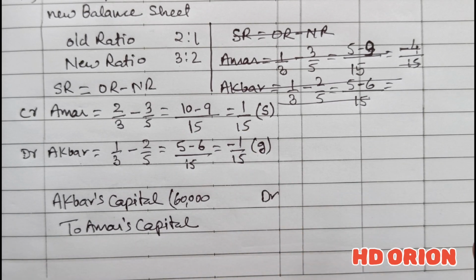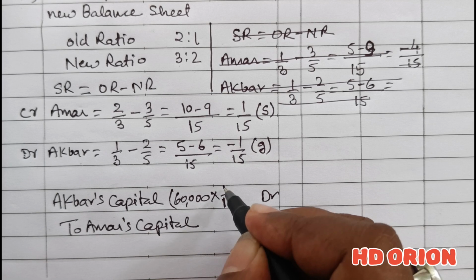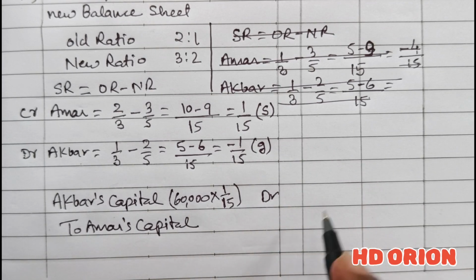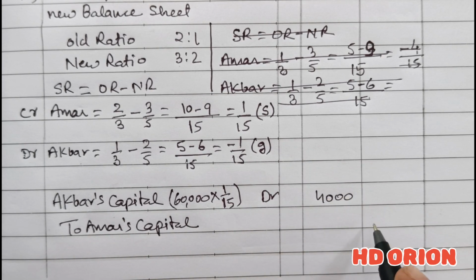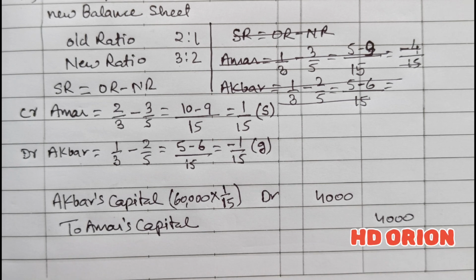1/15 portion they have sacrificed and the other partner has gained. So we will multiply it by 1/15, and it is 4,000 rupees. So with 4,000 rupees, Akbar's capital account is reduced by debiting it and Amar's capital account is increased by rupees 4,000. In this way, the treatment of general reserve is done with the partners.